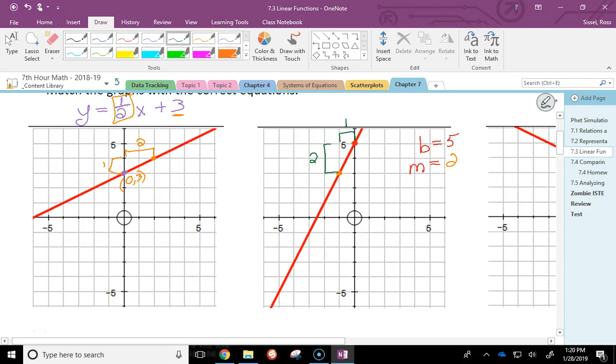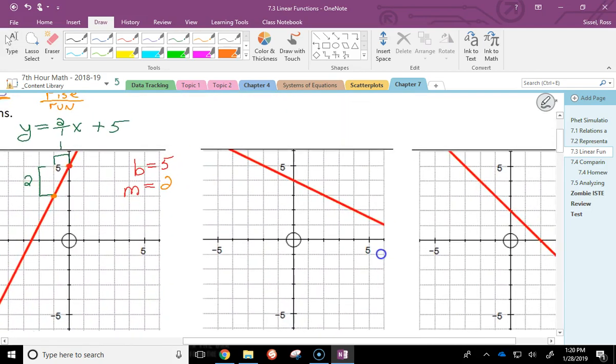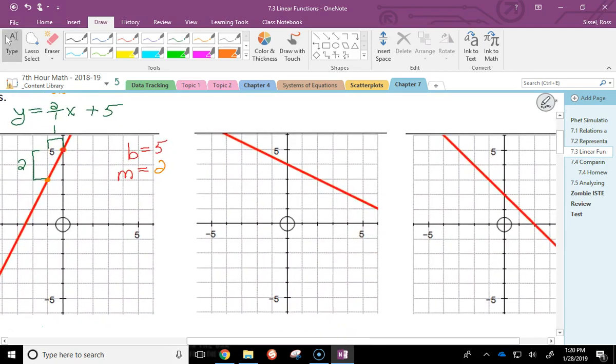So I have slope is 2. Who can write our equation? Andrew, what would be my equation now? I just gave you y-intercept is 5 and slope is 2. Tyler? Y equals 2 over 1 plus 5. Perfect. Excellent. Do you have to say 2 over 1? No, you can just say 2. Okay, next one.